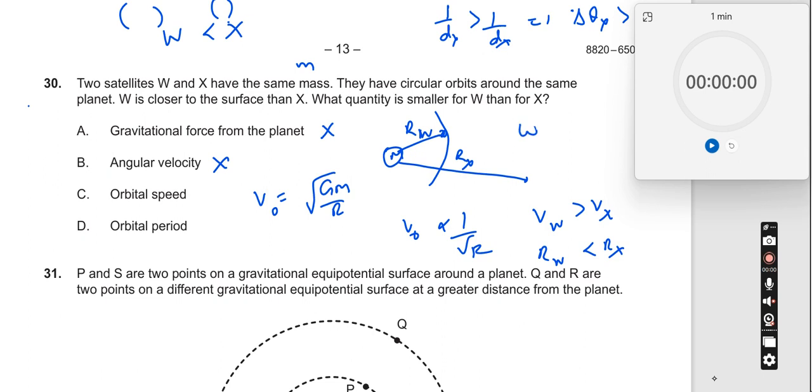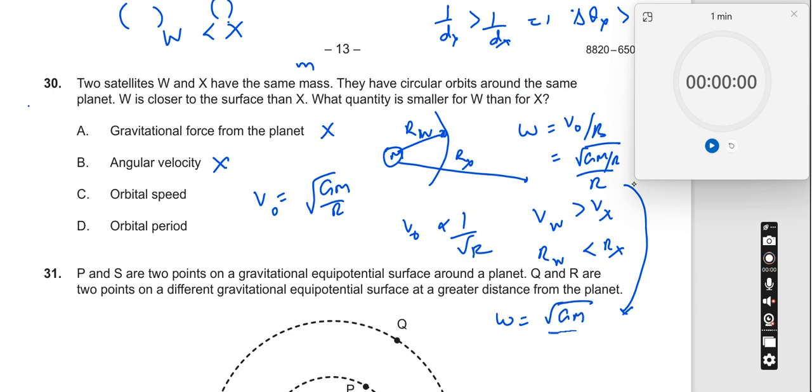Now what about omega? Omega is equal to V0 divided by R, which means what? V0 is equal to root of GM divided by R, and divided by R once again, I will write omega is equal to root of GM divided by R root R. So omega is also inversely proportional to R root R, similar to the linear velocity, right? Since linear velocity is false, this is also false.